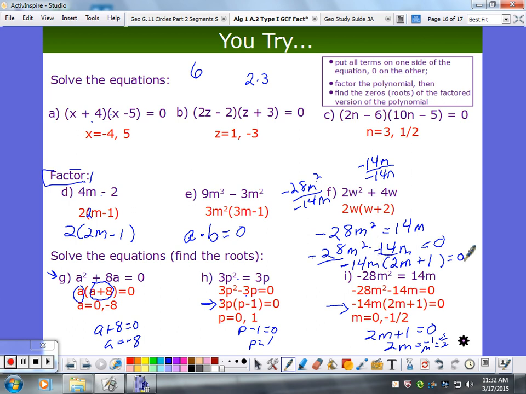Now I have to figure out when does this thing equal 0. Negative 14 will never be 0. M is one of the factors, so it would be 0. When is 2m plus 1 equal 0? Well, I just solved that down here: when m is negative a half. So just like up here, you solve this for 0, you solve it for 0, you solve it for 0. Each of these factors will solve for 0.